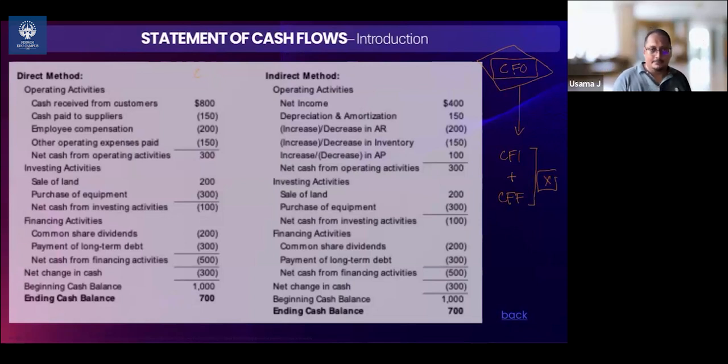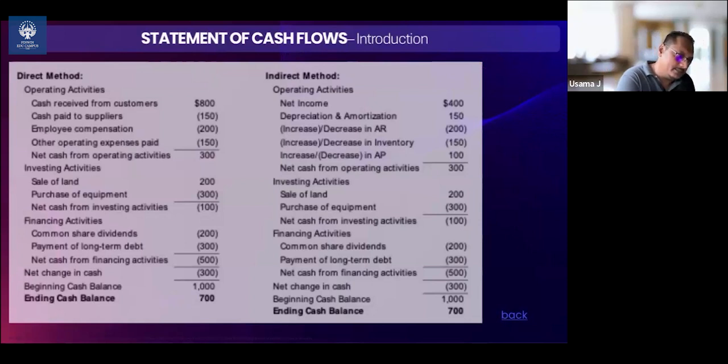I'll start with the indirect method. This is the one which is most commonly seen around, guys. How does the indirect method work? We start with net income. Now let me ask you a question. Is net income cash or profits, guys? Thoughts? Is net income cash or profits, guys?